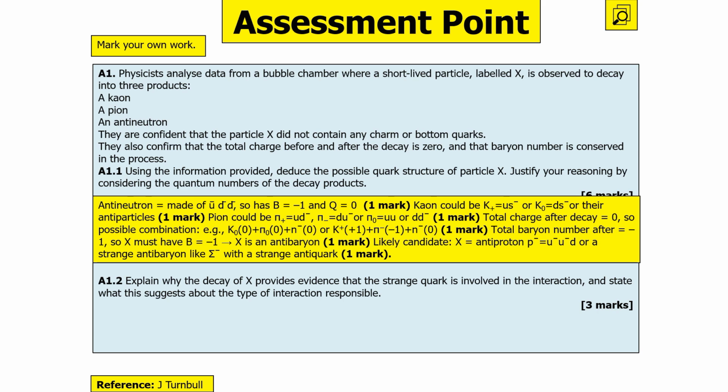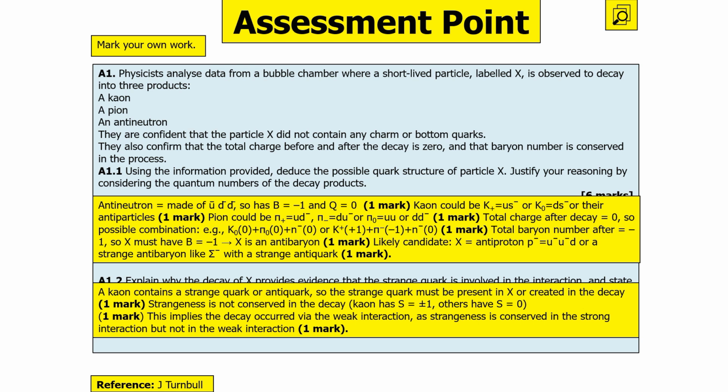Now the next question, we know that a kaon must by definition contain a strange quark or antiquark, so the strange quark must be present in X or created in the decay. Now strangeness is not conserved in the decay. The kaon has a strangeness of plus or -1 and the others have a strangeness of 0. So this implies that the decay must occur via the weak interaction, as strangeness is conserved in the strong interaction but not in the weak interaction.